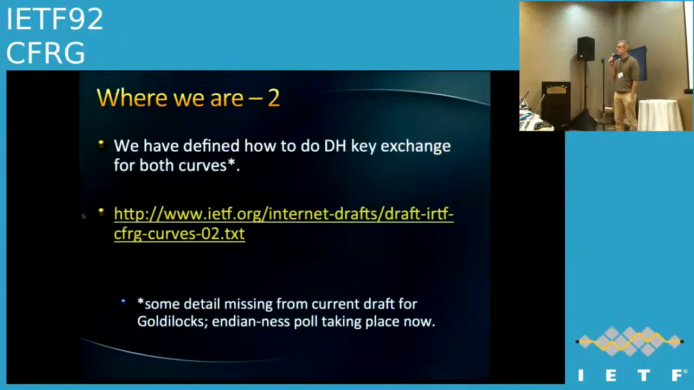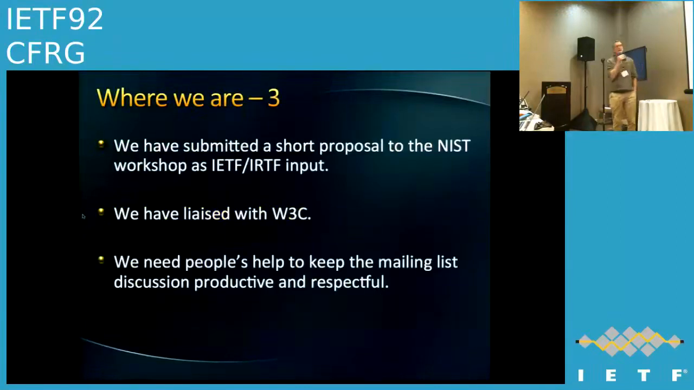As Adam just said too, we have now almost finished defining how to do Diffie-Hellman key exchange for both of the curves. You can read about that in the draft. There's a little bit of detail missing for Goldilocks, which will be filled in pretty soon. And even the endianness question poll looks like it's going to end in a consensus quite soon, so we're even making progress on the endianness question.